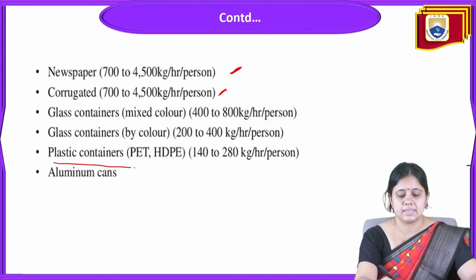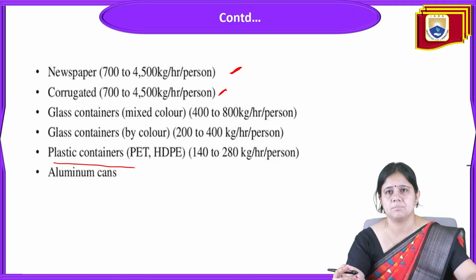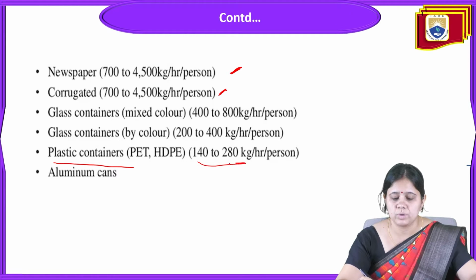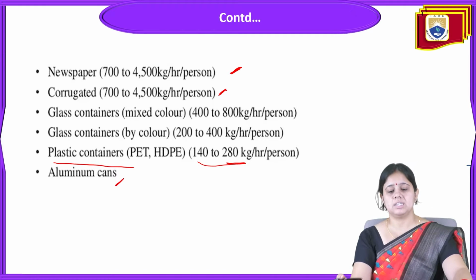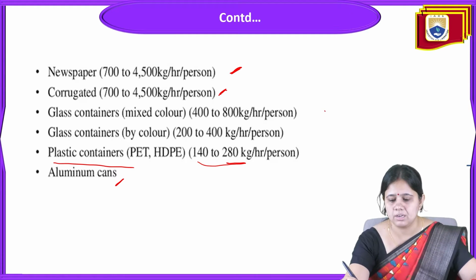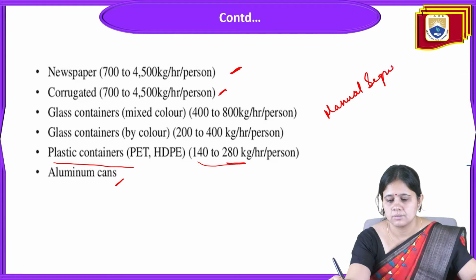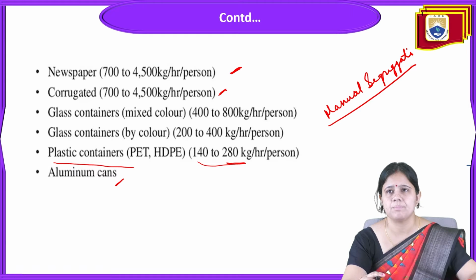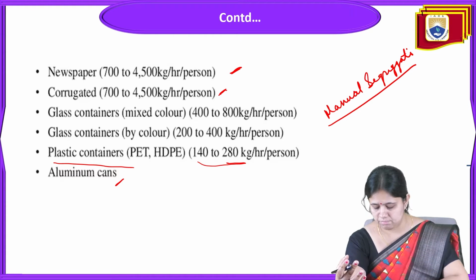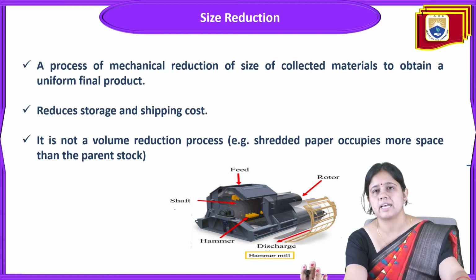Next is the plastic container, like PET or HDPE, at 140 to 280 kg per hour per person. Next is the aluminum can, which can also be done by manual segregation. Manual segregation is followed for these types of materials because these are the big ones only, and these can be done by a person. That's why these are the examples for manual processing of the waste.